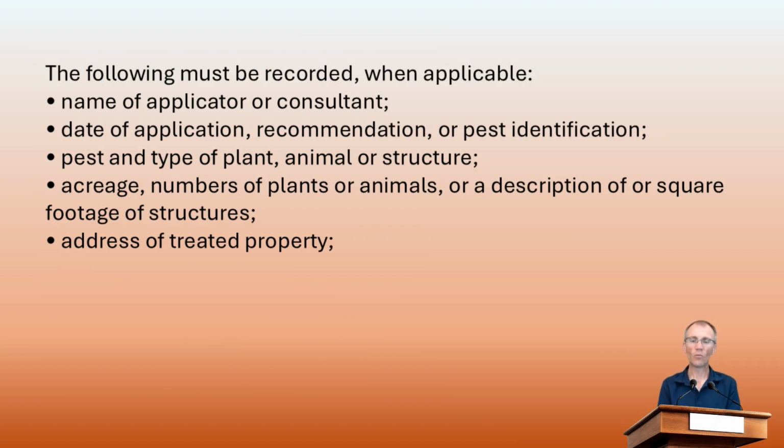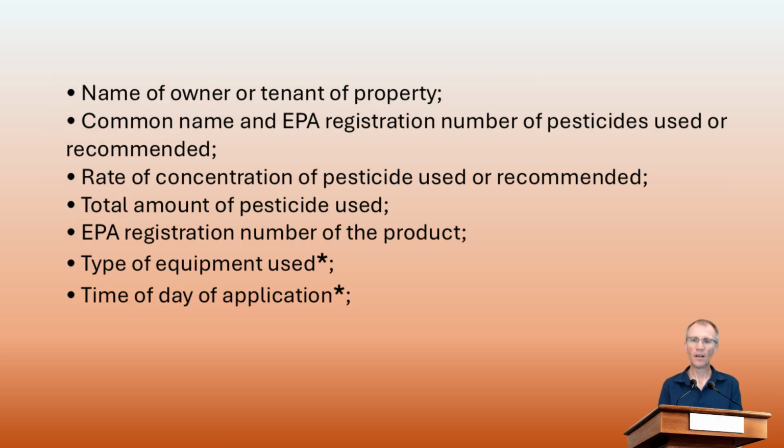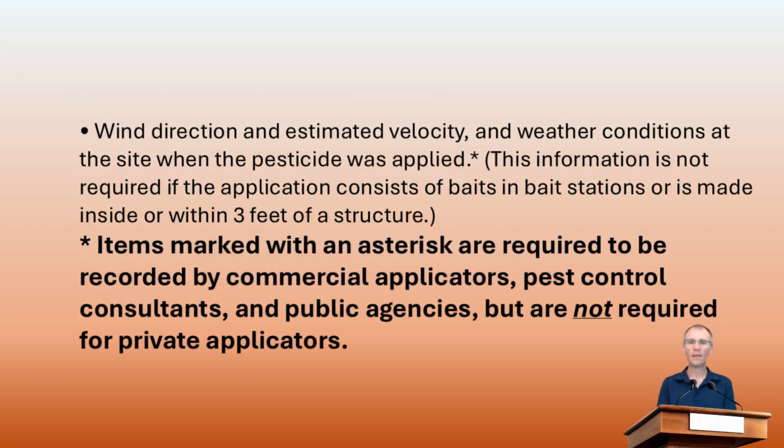The following must be recorded when applicable: name of applicator or consultant, date of application, recommendation, or pest identification, pest and type of plant, animal, or structure, acreage, number of plants or animals, or a description of or square footage of structures, address of treated property, common name and EPA registration number of pesticides used or recommended, rate of concentration of pesticide used or recommended, total amount of pesticide used, EPA registration number of the product, type of equipment used, time of day of application, wind direction and estimated velocity, and weather conditions at the site when the pesticide was applied. This information is not required if the application consists of baits and bait stations or is made inside or within 3 feet of a structure.